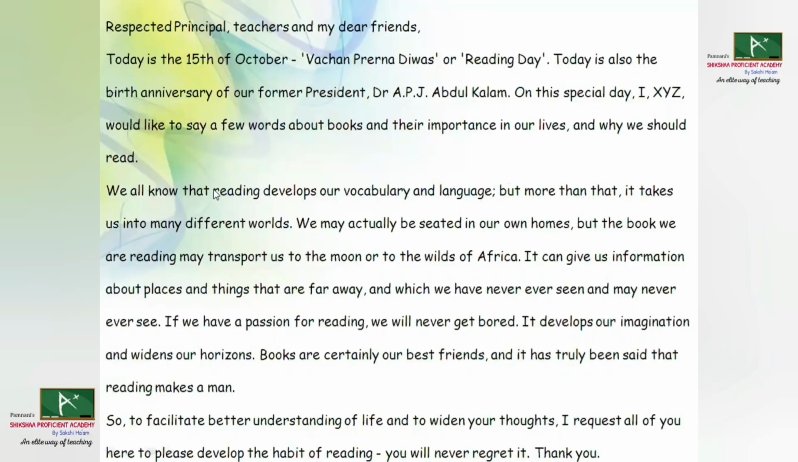More than that, it takes us into many different worlds. We may actually be seated in our own homes, but the book we are reading may transport us to the moon or to the wilds of Africa. It can give us information about places and things that are far away and which we have never ever seen and may never.